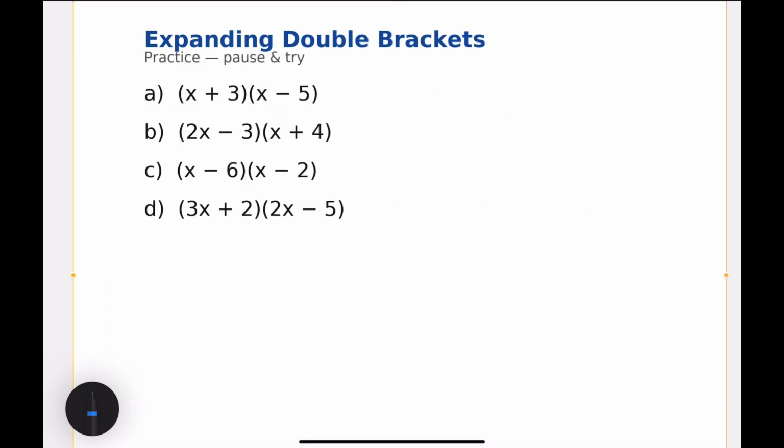So I recommend pausing the video, trying these questions yourself, then come back to watch the solutions. So part A, we've got (x + 3) and (x - 5).